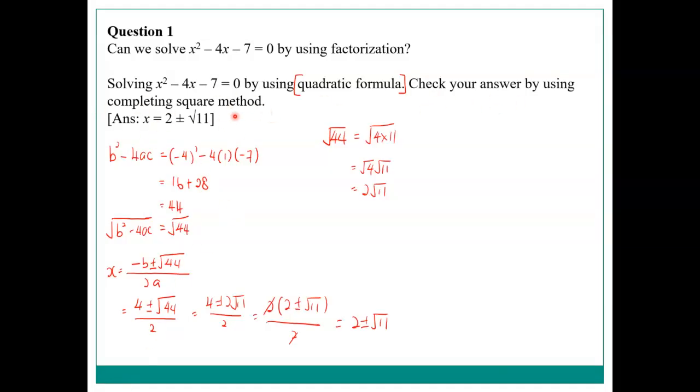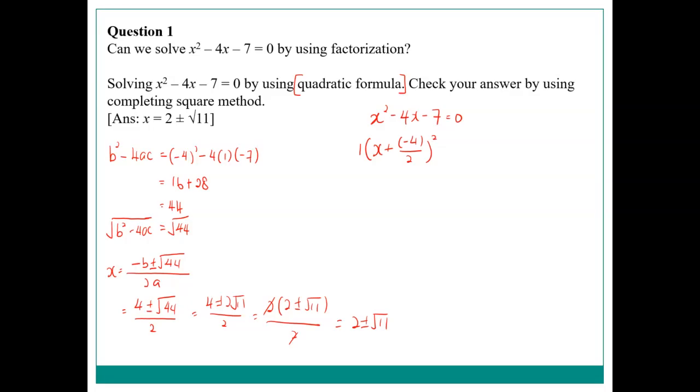Okay, so next, you can check your answer by using the completing square method. By using completing the square, you should get the same answer. So we can do this together. Okay, so let me erase this one. If I want to use completing the square in order to solve this, I need to write this in completing square form. So I have my a equal to 1, my b is negative 4 over 2a.